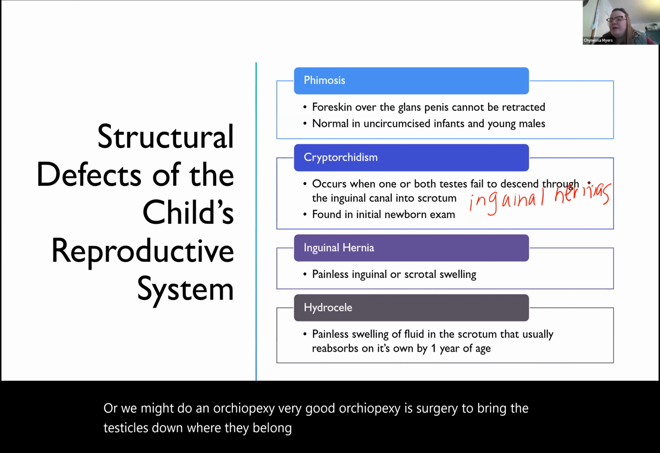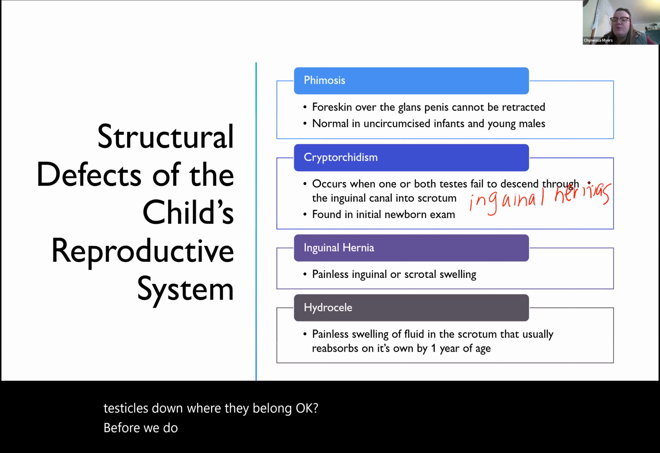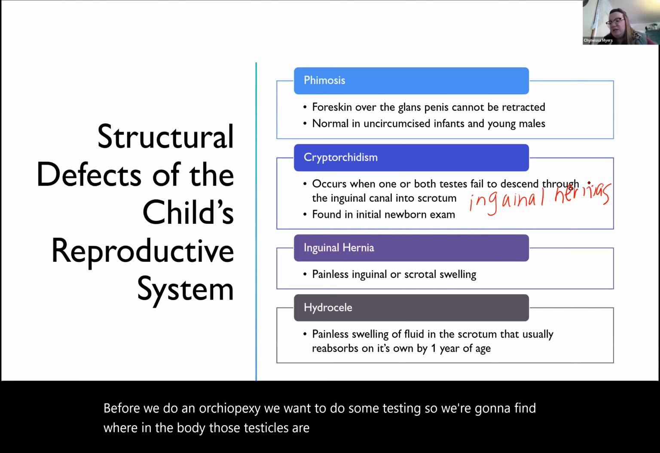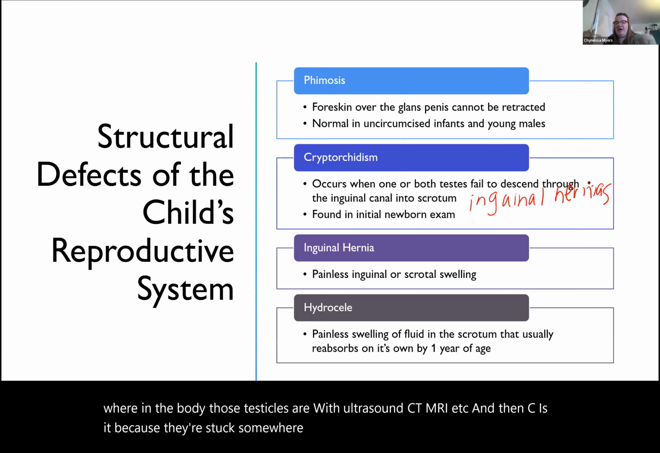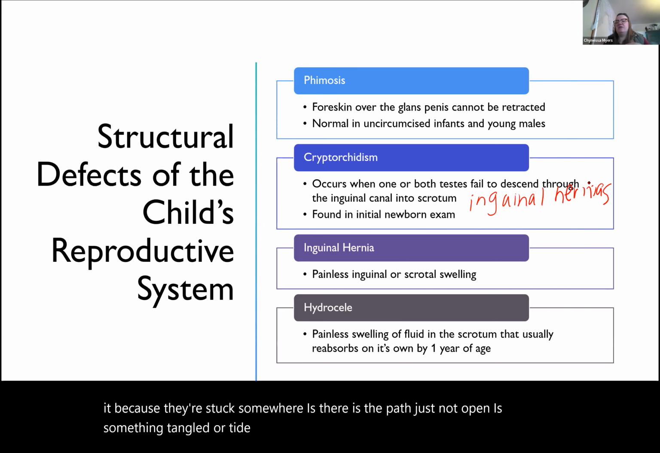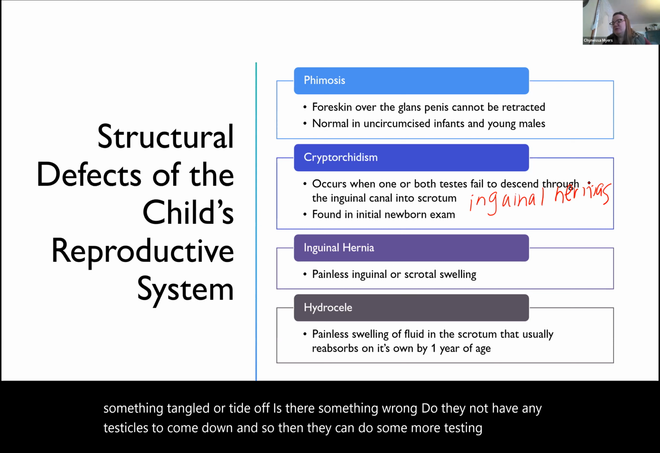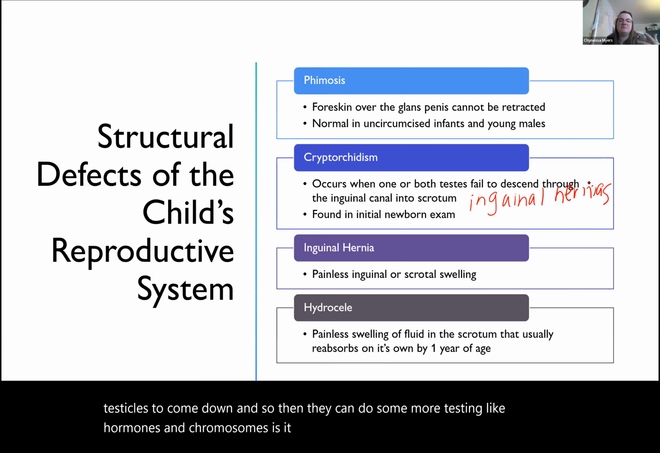Before we do an orchiopexy, we want to do some testing. So we're going to find where in the body those testicles are with ultrasound, CT, MRI, etc. And then see, is it because they're stuck somewhere? Is the path just not open? Is something tangled or tied off? Is there something wrong? Do they not have any testicles to come down? And so then they can do some more testing like hormones and chromosomes. Is it an intersex disorder? Is it something else altogether?